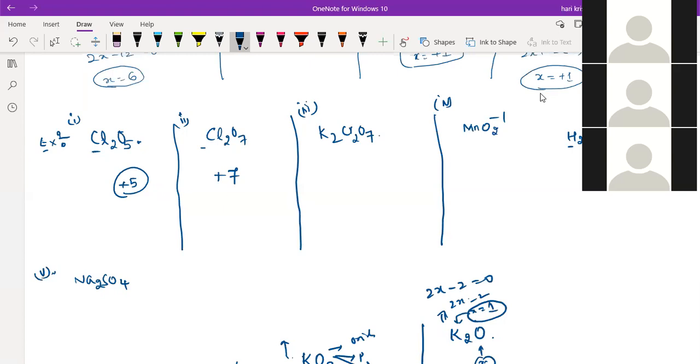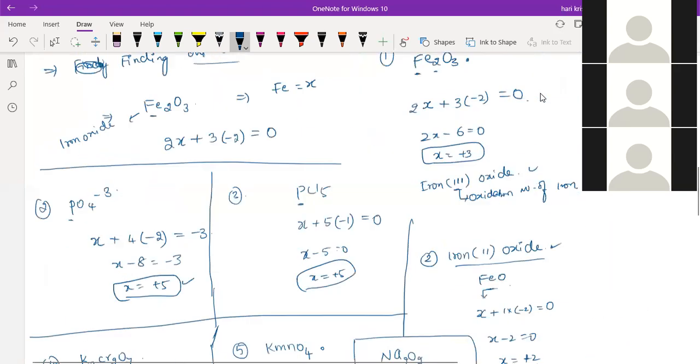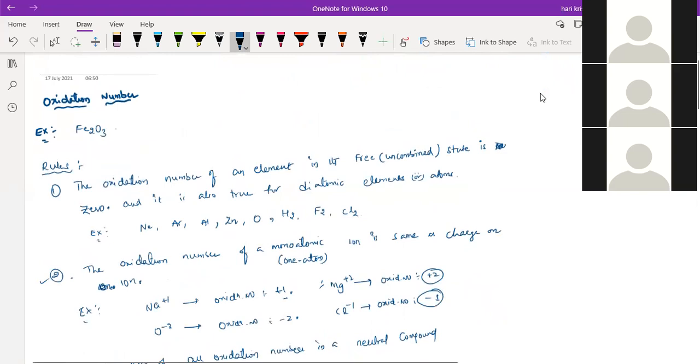Is there a maximum limit on how much it can be? Yeah, sorry, I forgot to say that one. Maximum oxidation number can be +8 only. The maximum oxidation number is +8 only, but I already informed you which element will show the maximum oxidation number.